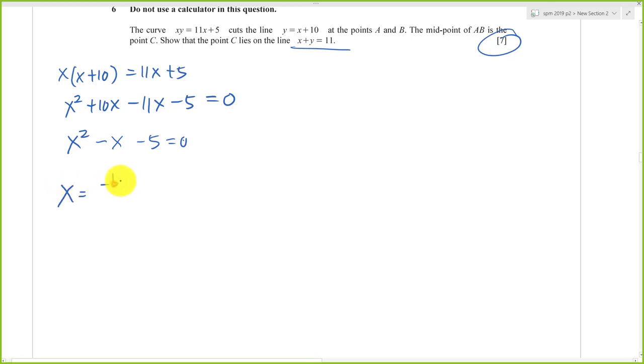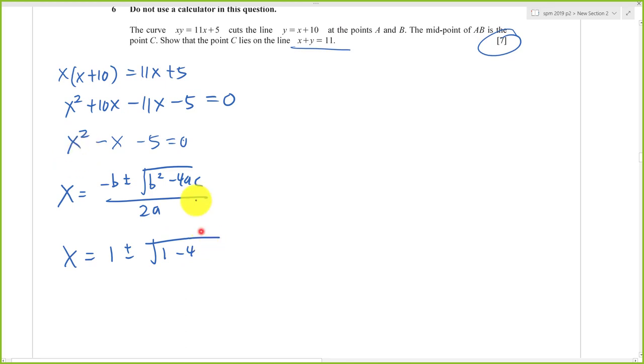You can use this method to actually find the value: b squared minus 4ac, divided by 2a. So my b will be negative 1, minus negative 1 becomes positive 1, plus minus square root of b squared, negative 1 squared will be 1, minus 4, 1, c will be negative 5, over 2, 1. So my x has two answers, plus minus square root of 21 over 2.